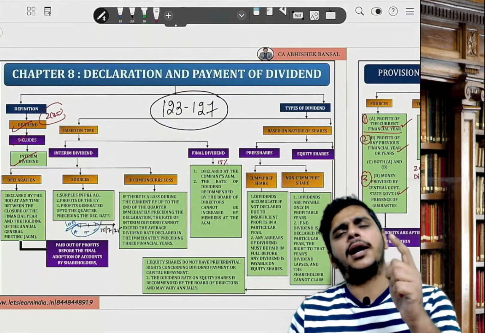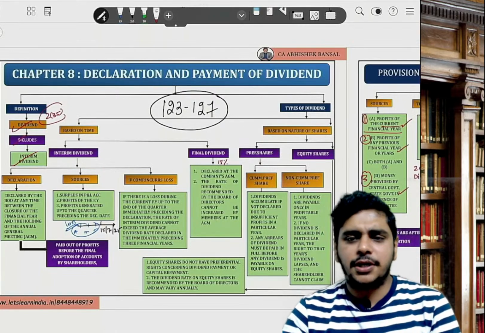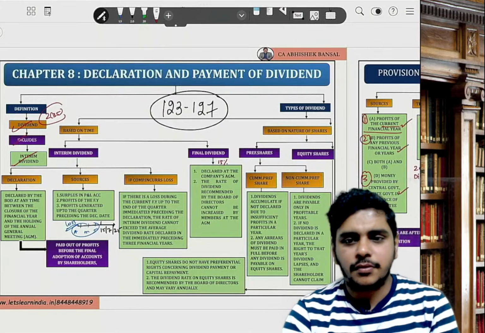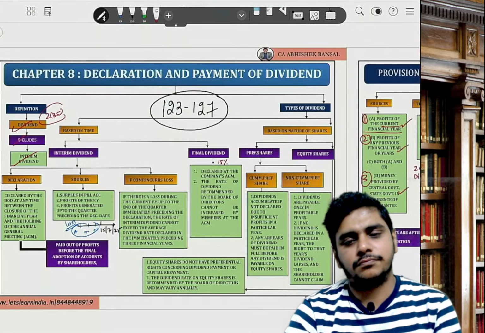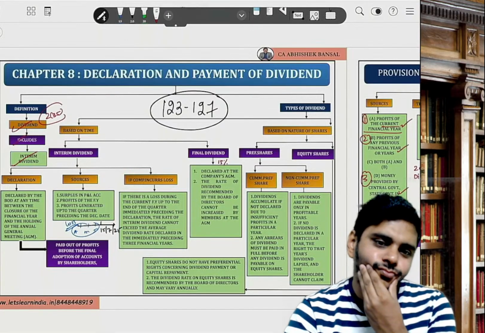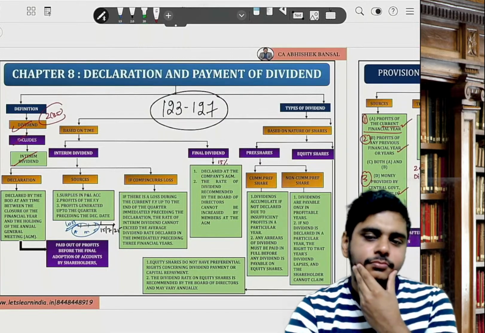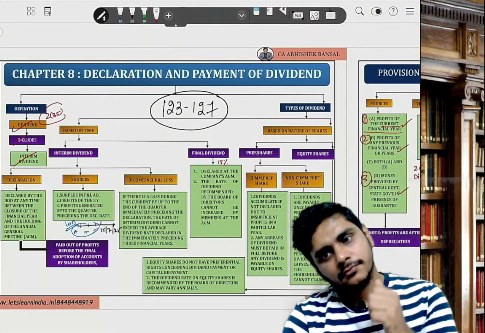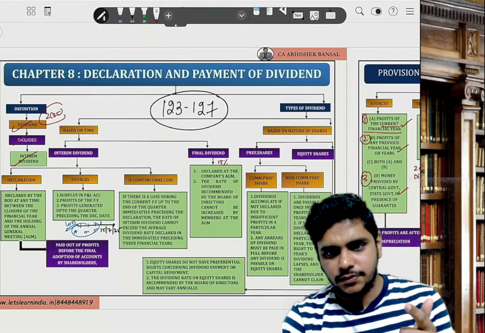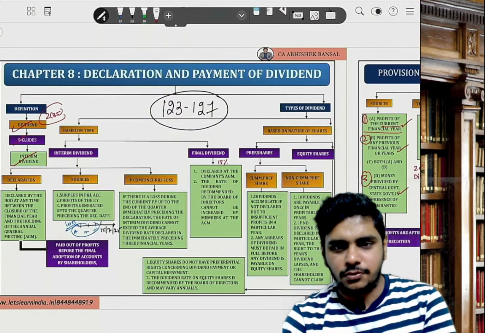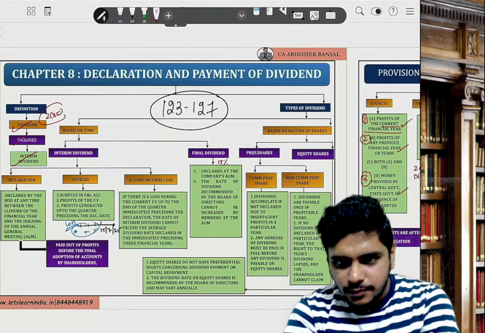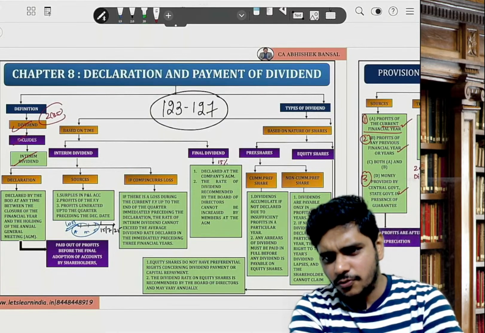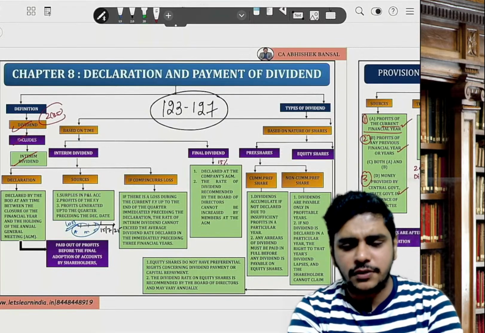When I talk about holding and subsidiary, what is the percentage given there? Holding and subsidiary percentage, guys. The answer is more than 50%, more than 50%.